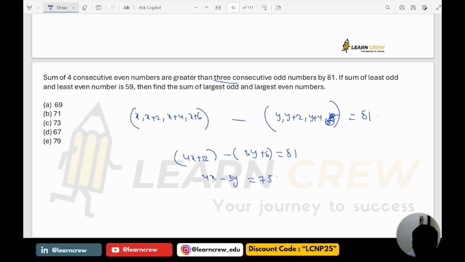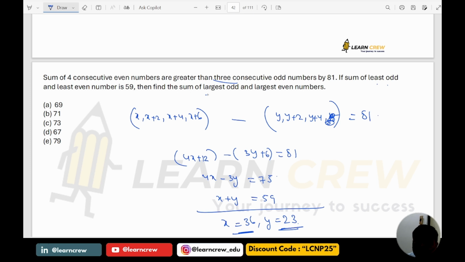Sum of the least odd and least even. Least odd is how much? Least odd is y, least even is x. So the sum x plus y is 59, given. So substitute and solve here. What are you going to get? You are going to get x as how much? 36 and y as 23. So x is 36, y is 23.